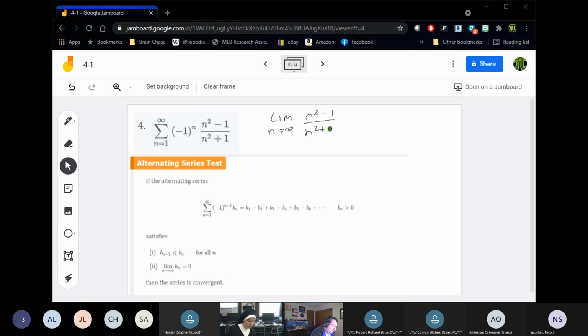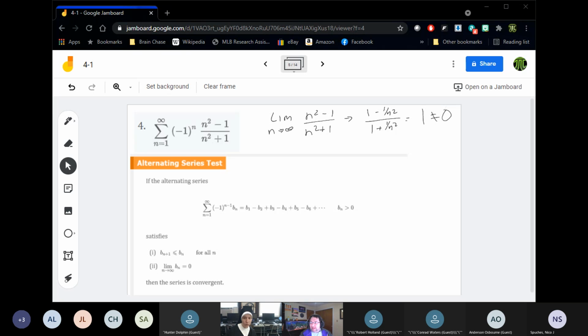So I'm going to divide everything by n squared. So I get 1 minus 1 over n squared, and then 1 plus 1 over n squared. Those two are going to 0, so this is going to 1. So it fails the other criteria because it does not equal 0. So this does not converge based on the alternating series test. Remember, the alternating series test does not tell me if it diverges, however.